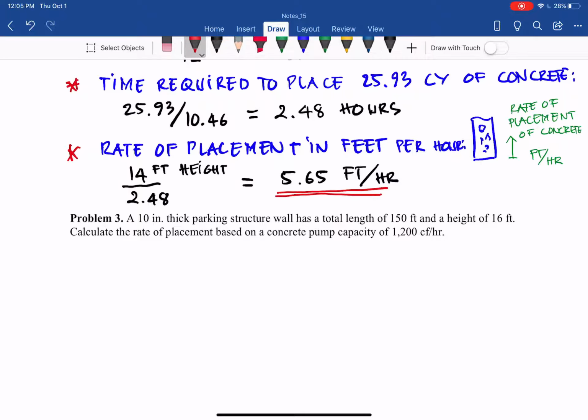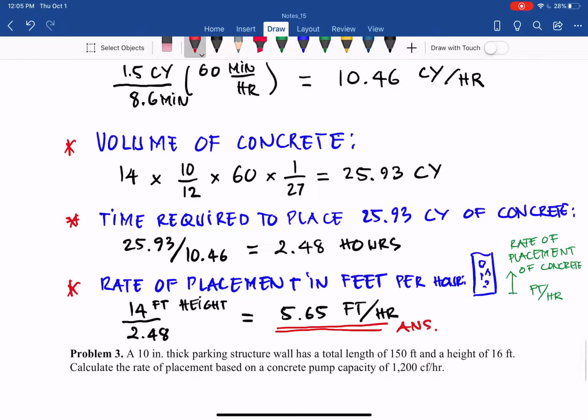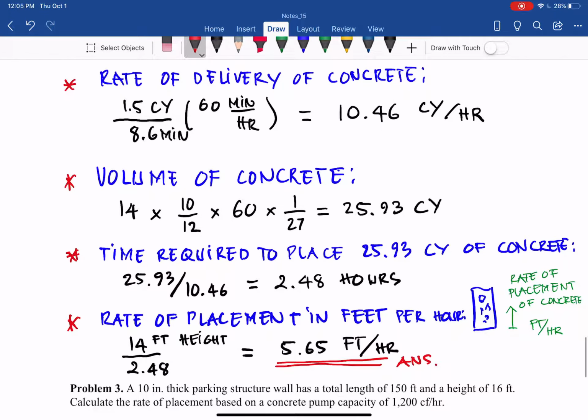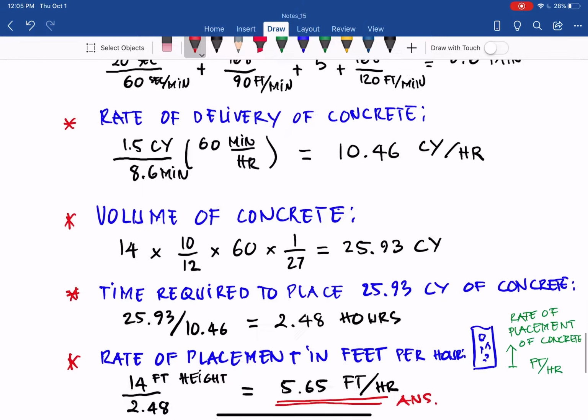And as you can see, if that number increases or decreases, it will affect the pressure of the fresh concrete on the formwork. That is why we need to determine the pressure. And when we have the pressure, we know the load to design the formwork. That will be discussed in the next few lessons. So keep in mind why we need to determine the rate of placement and how we can do that in this problem.